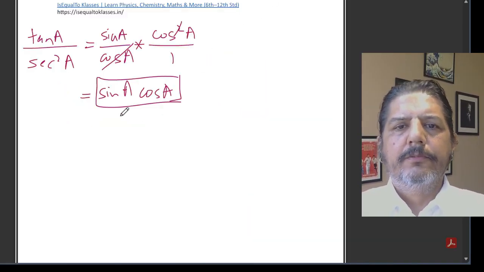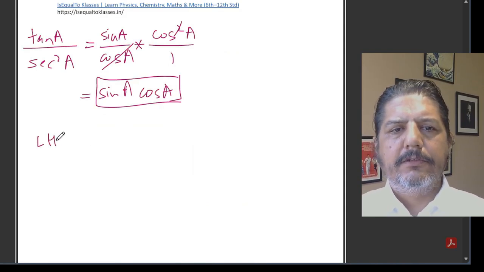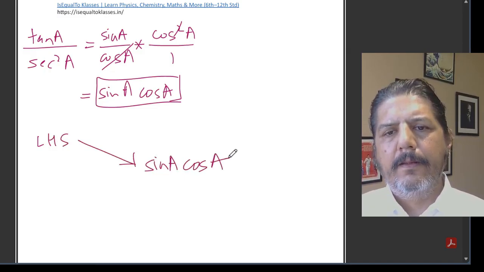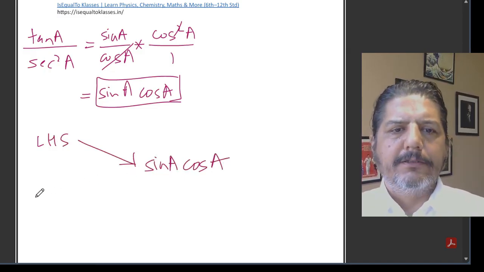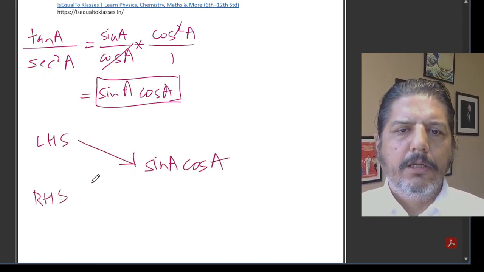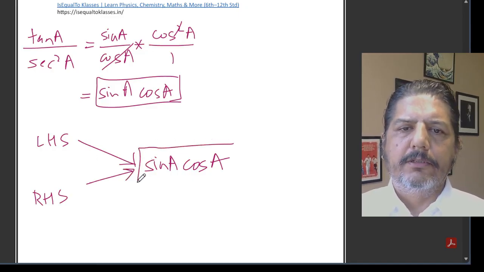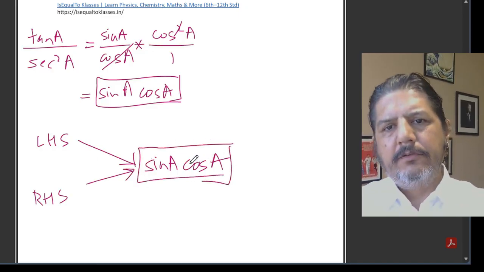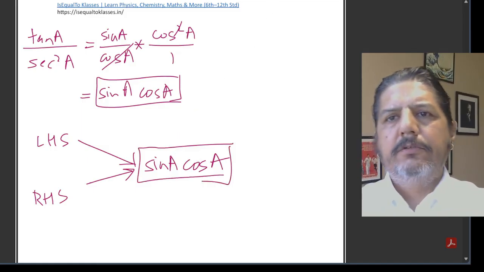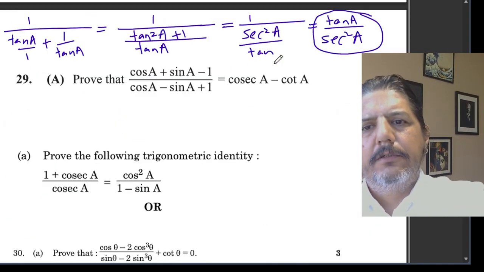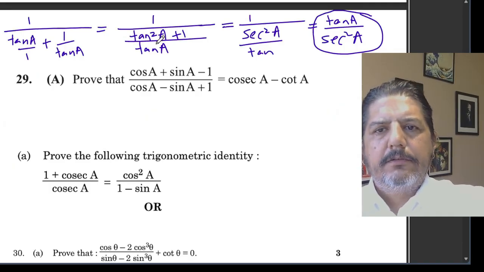Basically, what I did was I took the LHS first. LHS I reduced it to sin⁴A cos⁴A. Then I took the RHS and I proved that the RHS is also equal to sin⁴A cos⁴A. And because LHS is equal to RHS, therefore the identity is proved. So this is another way of proving the identities. Now let's move to the next question.